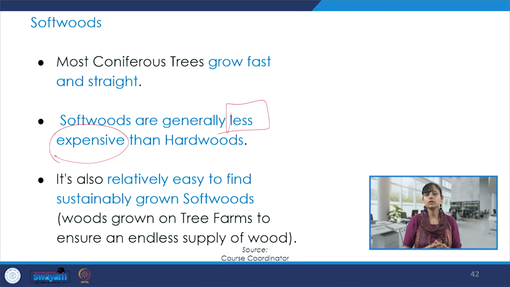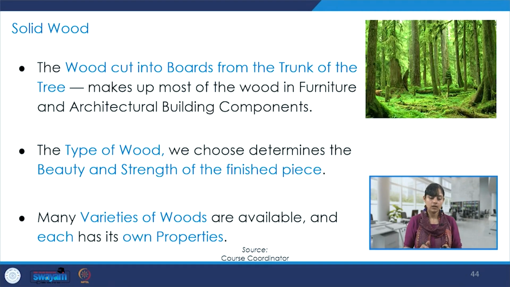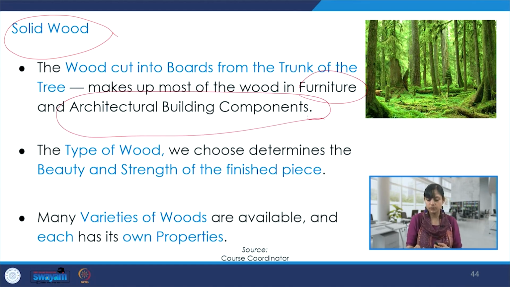So therefore, a lot of designers and a lot of projects try to focus on the softwoods for that reason. Some of the images and some examples over here. Now when we talk about solid wood, the wood cut into boards from the trunk of the tree makes up most of the wooden furniture and architectural building components. So solid wood is used in a lot of furniture, in a lot of architectural building components, interior architecture projects.